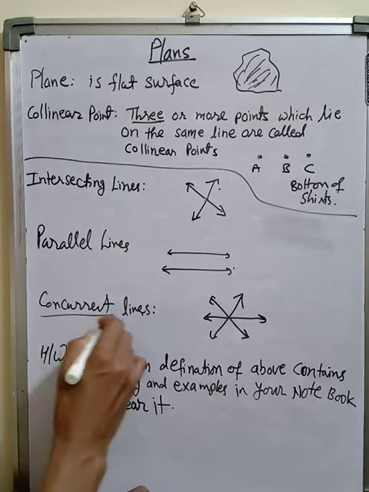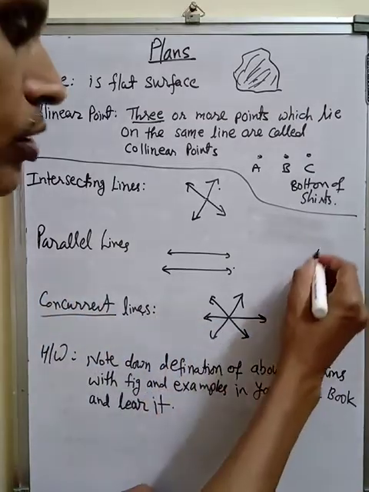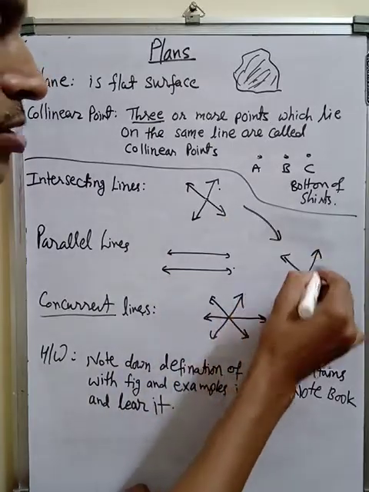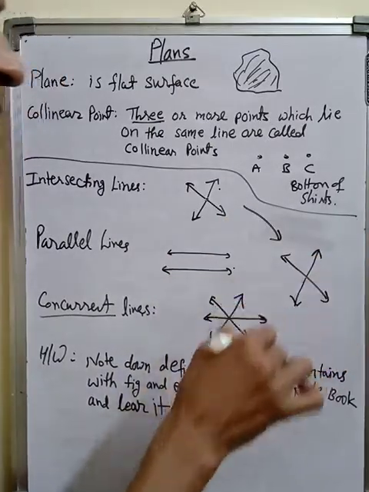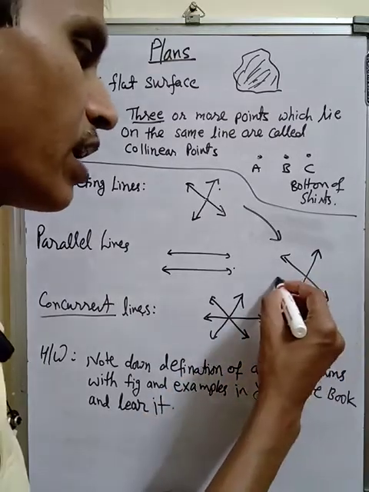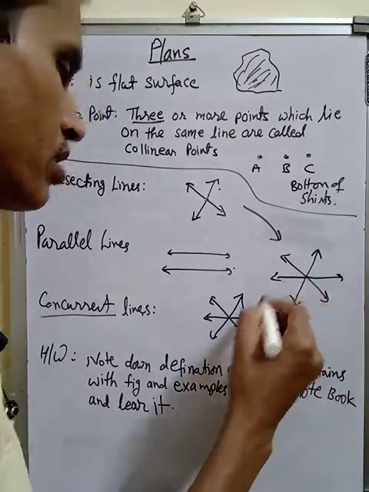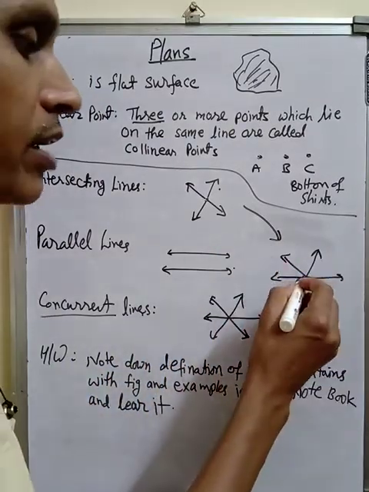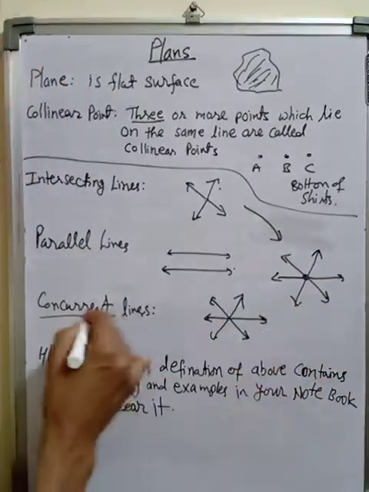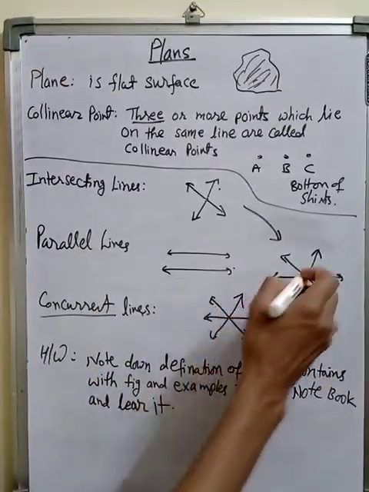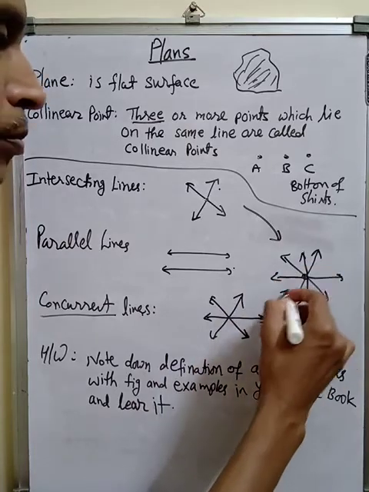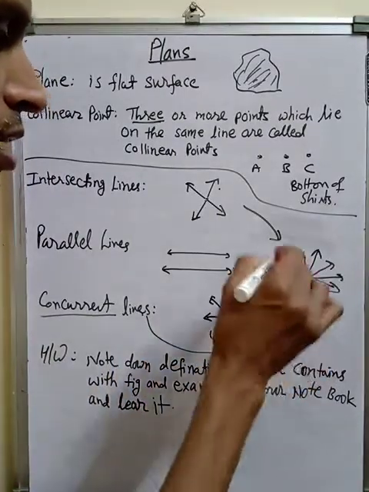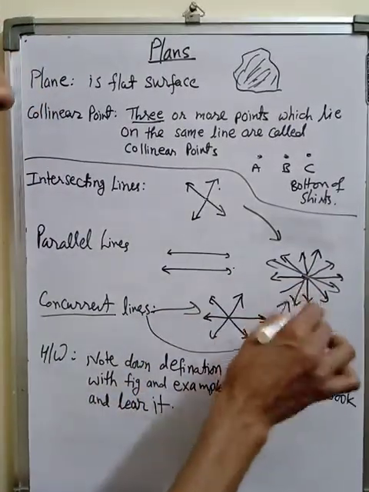Last is concurrent lines. When two lines meet, this is called intersecting. When these two lines meet at one point, this is called intersecting. But when another also meets at the same place, meaning 3 or more than 3 lines meet at the same point, then these are called concurrent lines. You can see here 4 also can meet, many also possible. So this is an example of concurrent lines. This is also an example of concurrent lines.